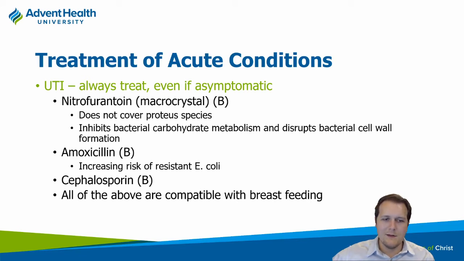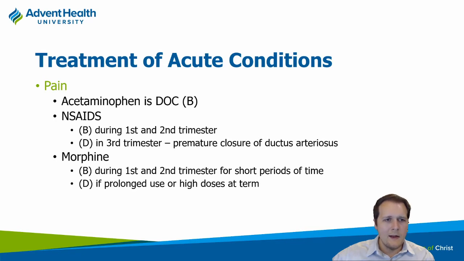Then something like amoxicillin can be used as a backup, and then cephalosporins are all going to be relatively safe. Keep in mind, though, depending on if they have recurrent UTIs or if they have resistant bugs, these may not be effective. In terms of pain, acetaminophen is going to be the drug of choice for most patients. If they cannot get away with this and you have to use an NSAID, use them during the first or second trimester. These are relatively safe.